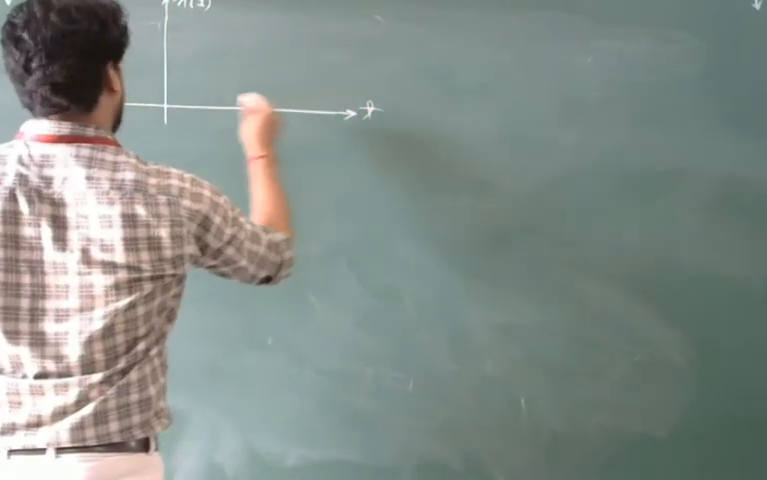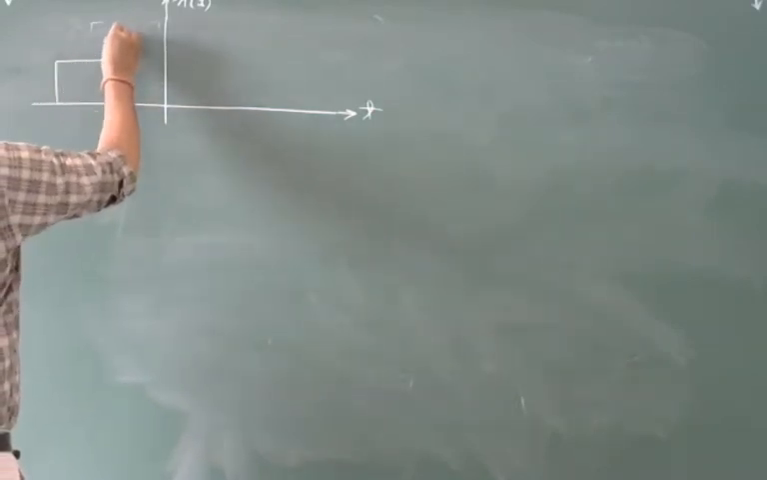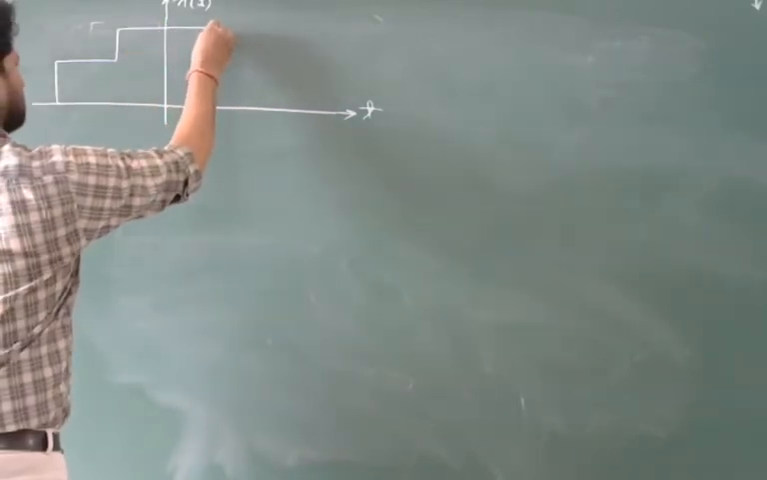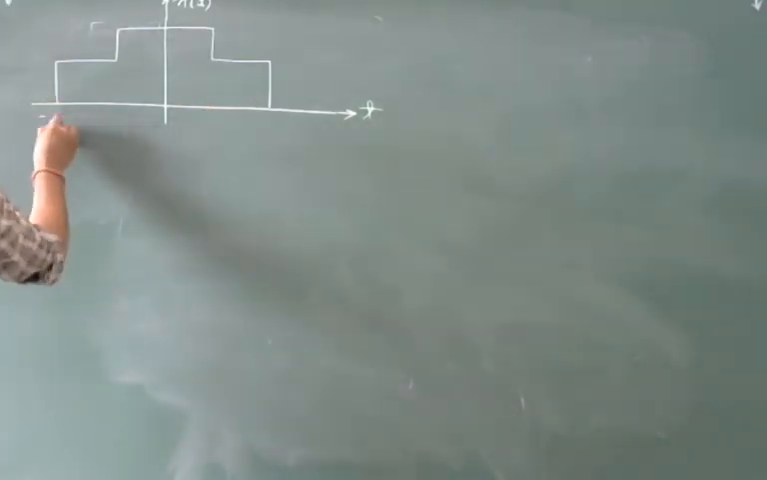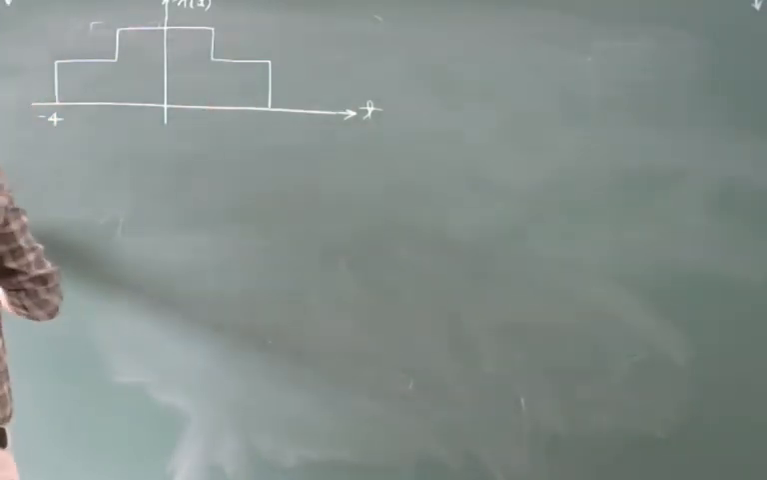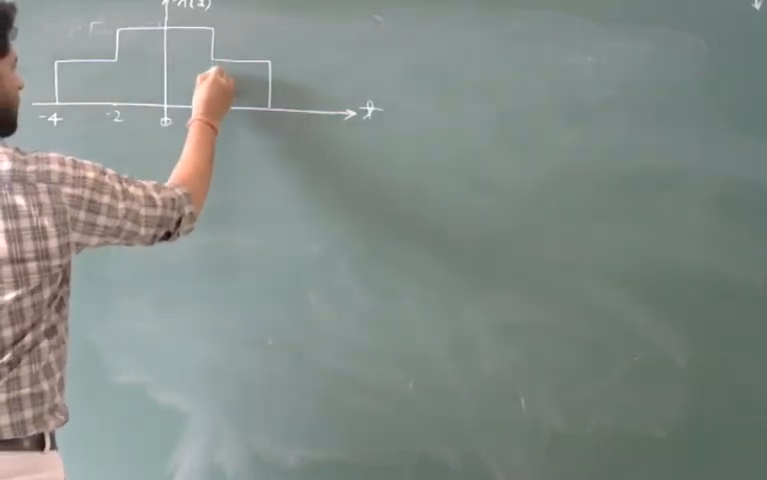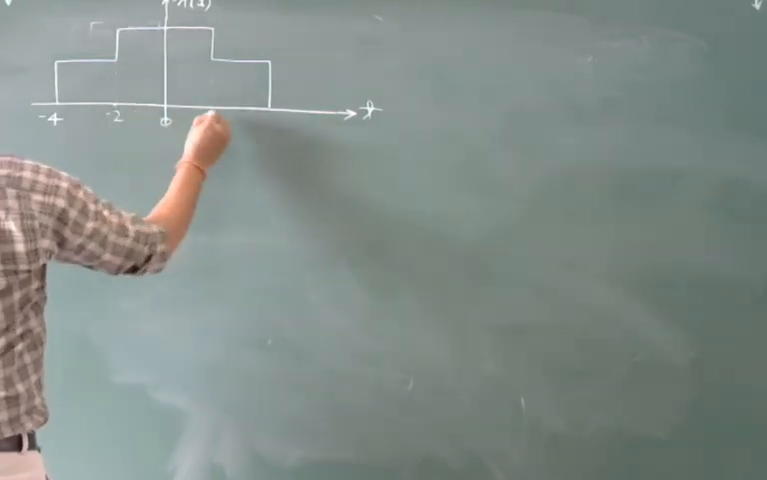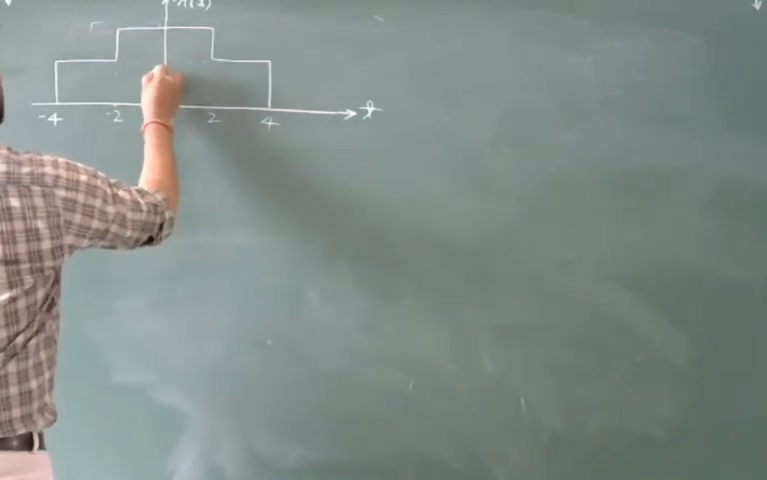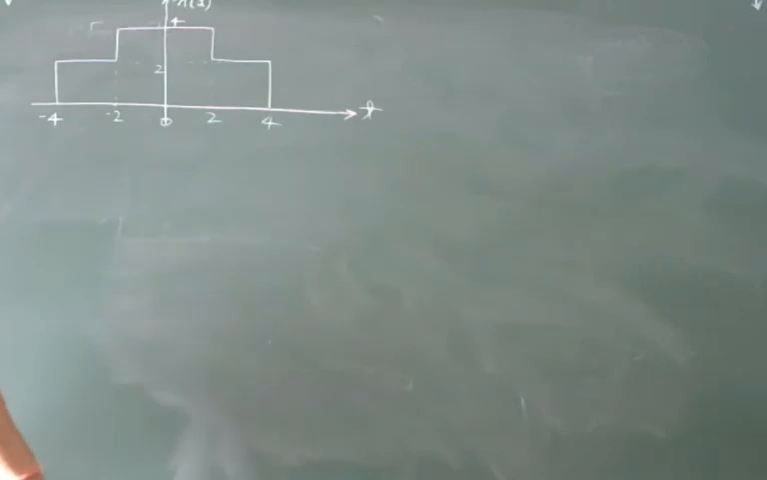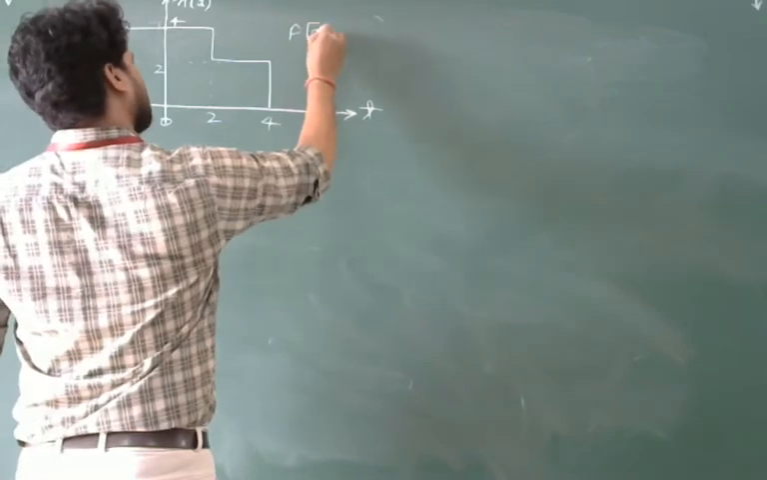This is the graph of signal x(t) with respect to t. The points are -4, -2, 0, 2 and 4. Amplitudes are here 2 and this is 4. We have to get the Fourier transform of this given signal x(t).